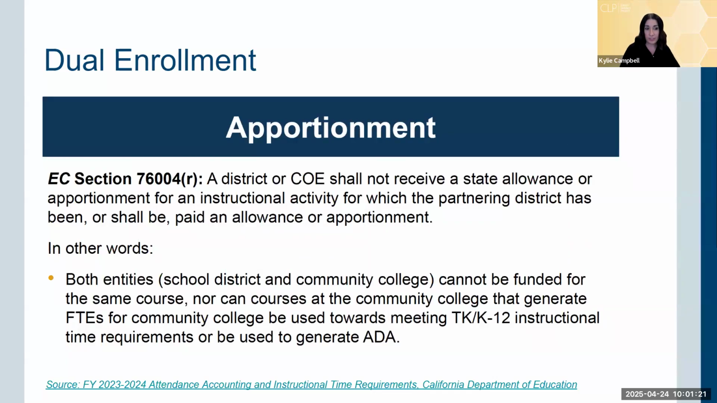And here is the restriction. You can offer dual enrollment as independent study or during the school day, but a district or county office of ed cannot receive apportionment for an instructional activity for which another district is receiving allowance or apportionment. So in other words, both the school district and the community college cannot be funded for the same course.